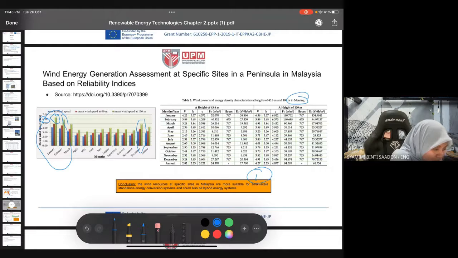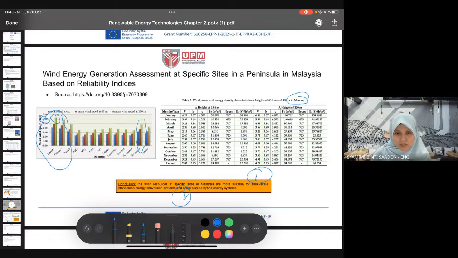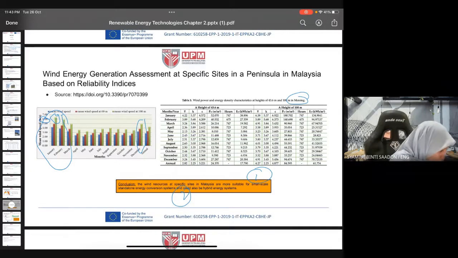Okay, small scale energy technology. Or if we still want to install, for example, large scale technology like wind power here, we could use it as a hybrid energy system. Hybrid means that, for example, wind plus solar or wind plus hydropower. So we have at least two sources of energy. Then it will maybe be worth it to install a wind turbine at those sites in Malaysia.